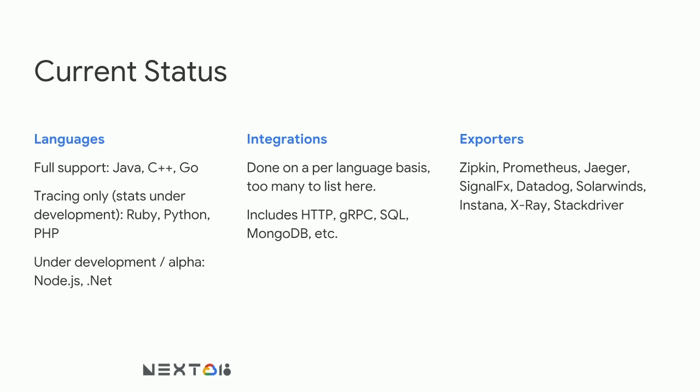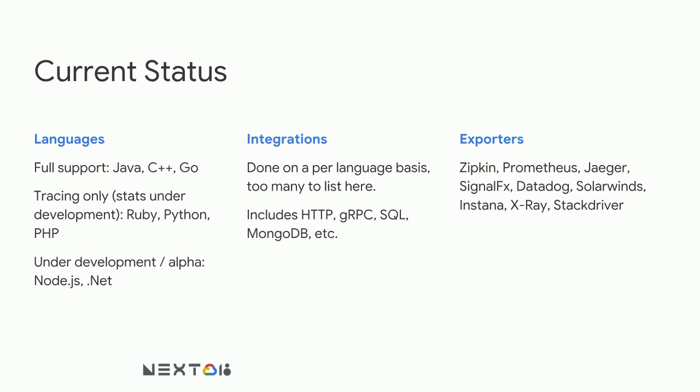The whole goal of this project is to get as many integrations right into the main client library so that people can use them out of the box, and so that multiple vendors can rely on and maintain the same set of integrations. Finally, we have exporters for a number of really popular backends.